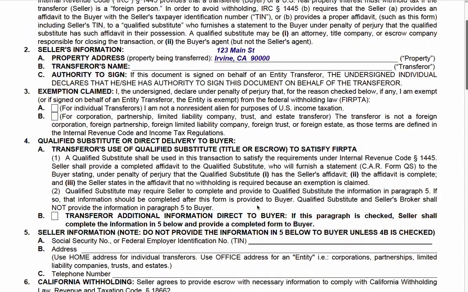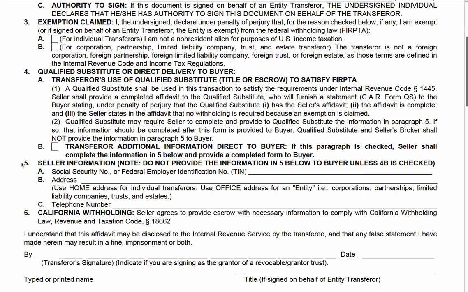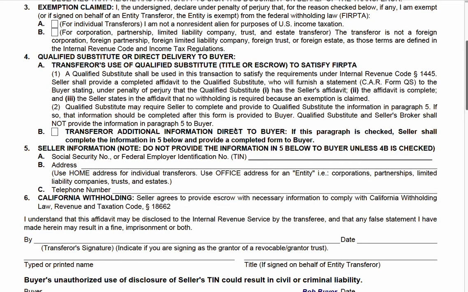But people do this wrong all the time. I see this all the time, and it drives me nuts. In 5A, the seller doesn't put their social because they think the buyer is going to steal their identity, I guess. I don't know. It's nonsense. But that's okay. If people are highly concerned about their privacy, there's a workaround, and I'm going to show you right now. But before I show you the workaround, this form without this info in section 5 is useless.